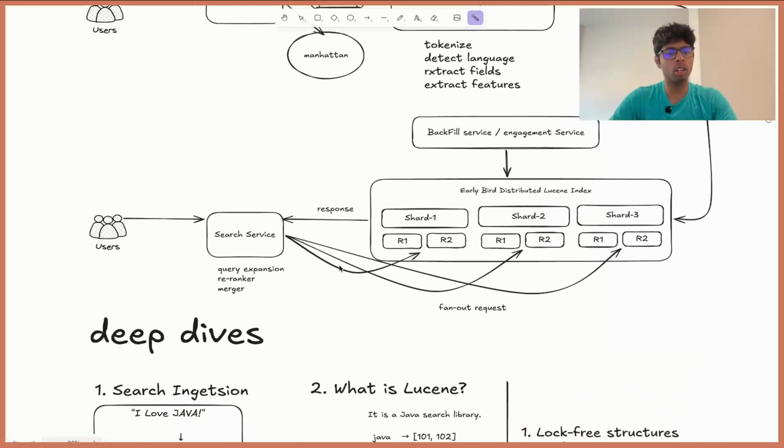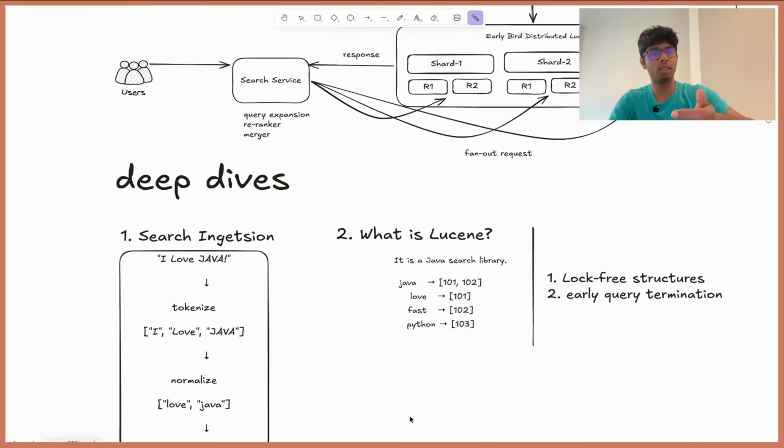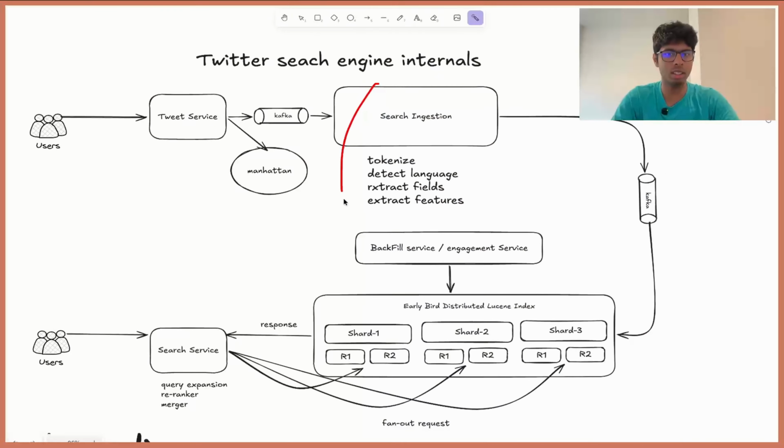First of all, we are going to discuss the search ingestion. What is happening in the search ingestion that I was telling you? That is the tokenizer. Basically, if the tweet says I love Java, the tokenizer will remove the I and normalize it into love and Java. This is our normal tweet. Now we figure out the language. Let's say the language is English, user ID is 50. Are there any hashtags, URLs, features, basically images and all? This is something that search ingestion is doing.